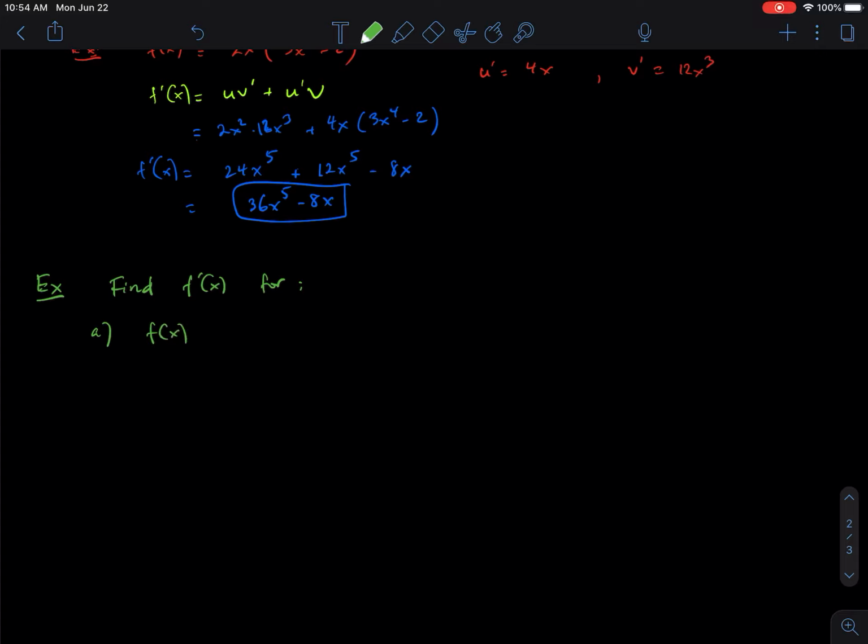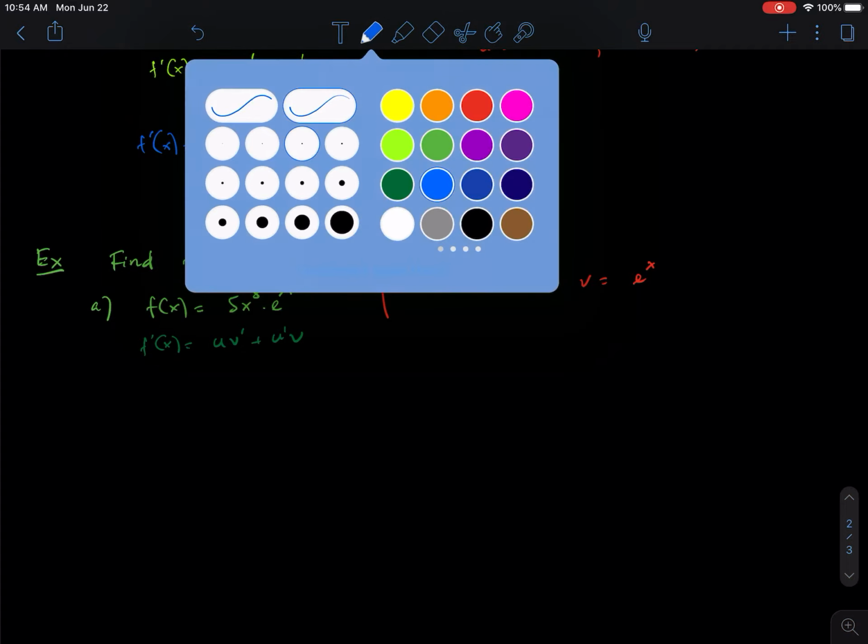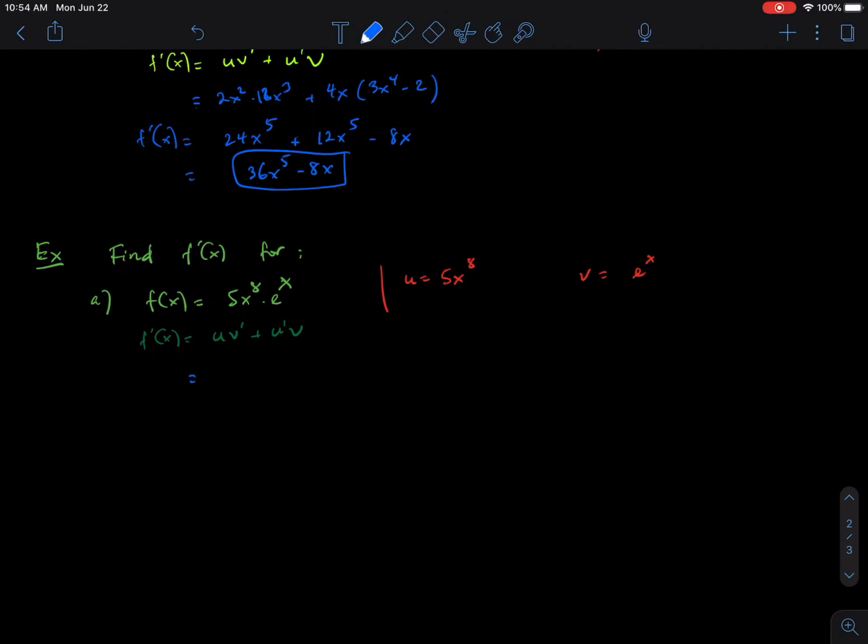If f of x is 5x to the 8 times e to the x, okay, so u in this case, we can just leave the 5 as part of it, so 5x to the 8, and then the v function is e to the x. All right, we know that the derivative is u v prime plus u prime v, and so we're just gonna plug that in.